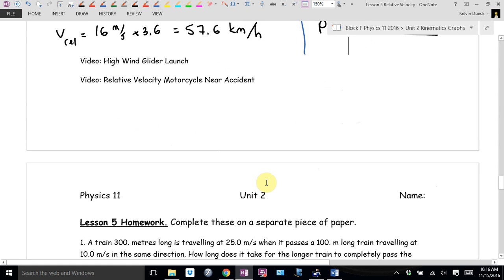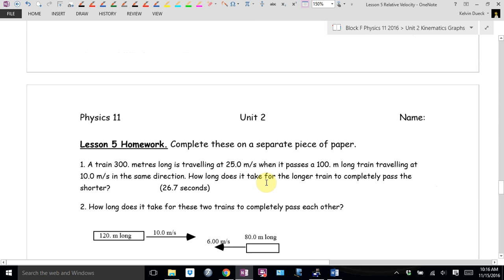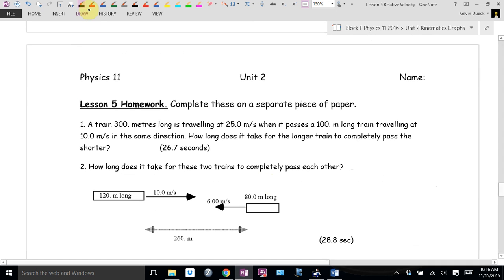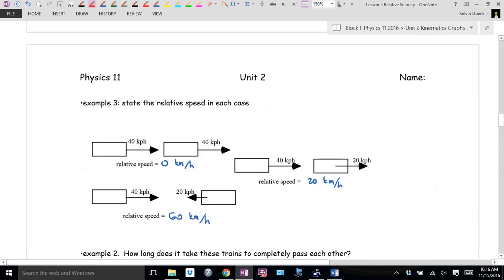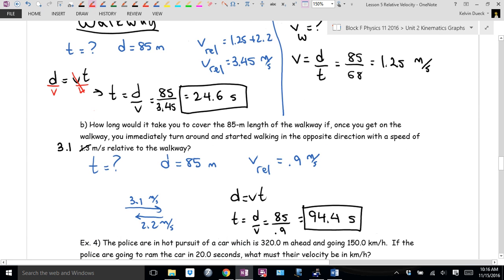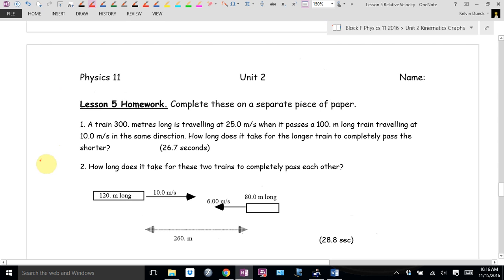Got a couple of videos to show you in just a second, but what's your homework? Everything. I'm going to make a little note here. Number 1 and number 2, I encourage you, if you can't remember how to do this, look at example 2. That was where I did a couple of train questions.